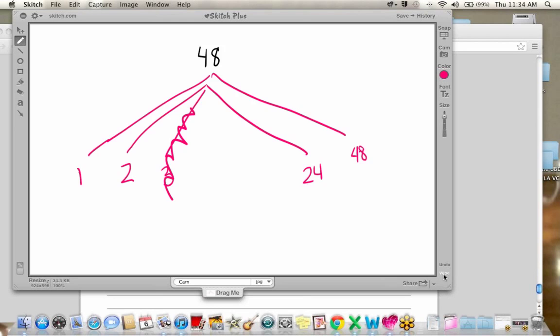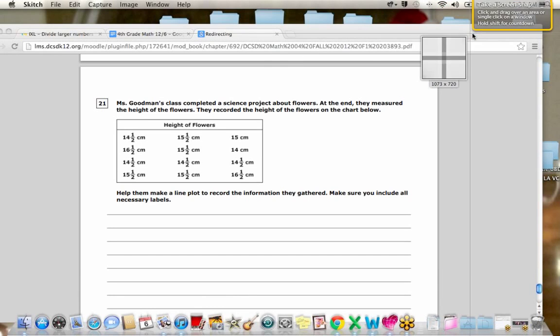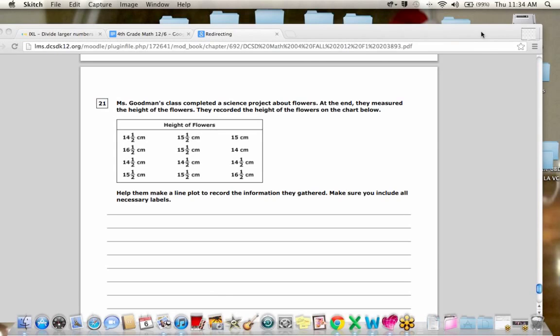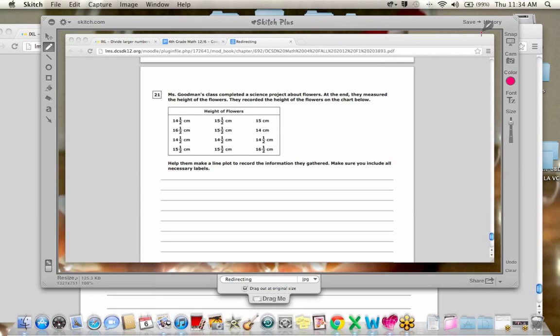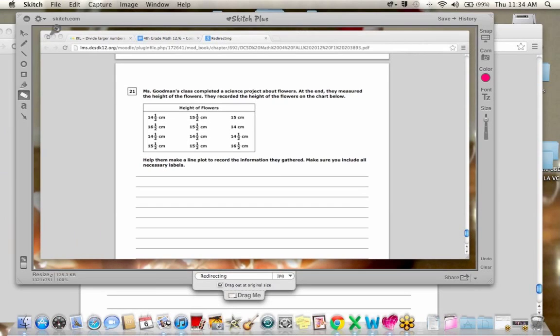Yeah, I know, I'm sick. That was me blowing my nose. Sorry. Let me clear this and hopefully I can just take a picture of the screen. A line plot is something you're going to need to know how to do when you get a little bit older. I'm surprised they're showing it to you in 4th grade, but whatever. Sorry, that was my eraser. We don't want the eraser, we want the pen.